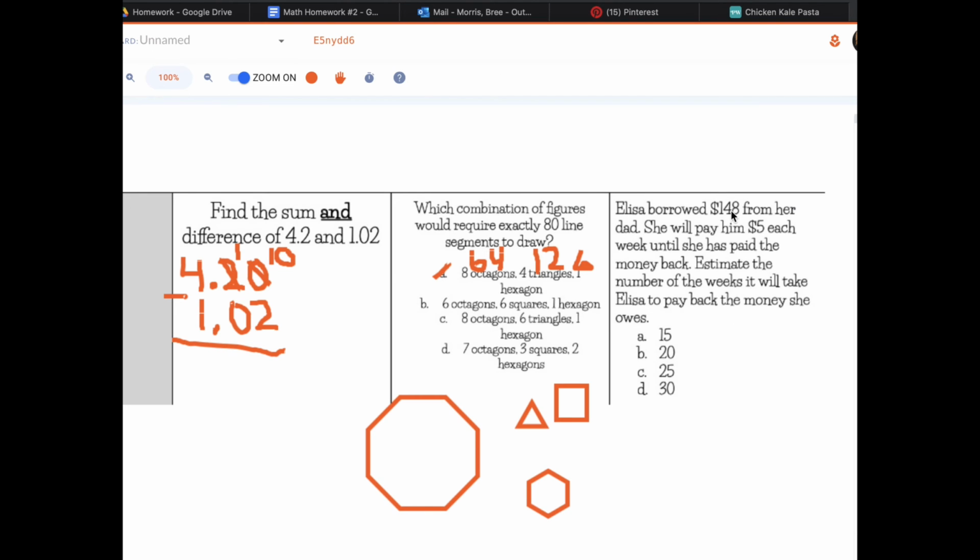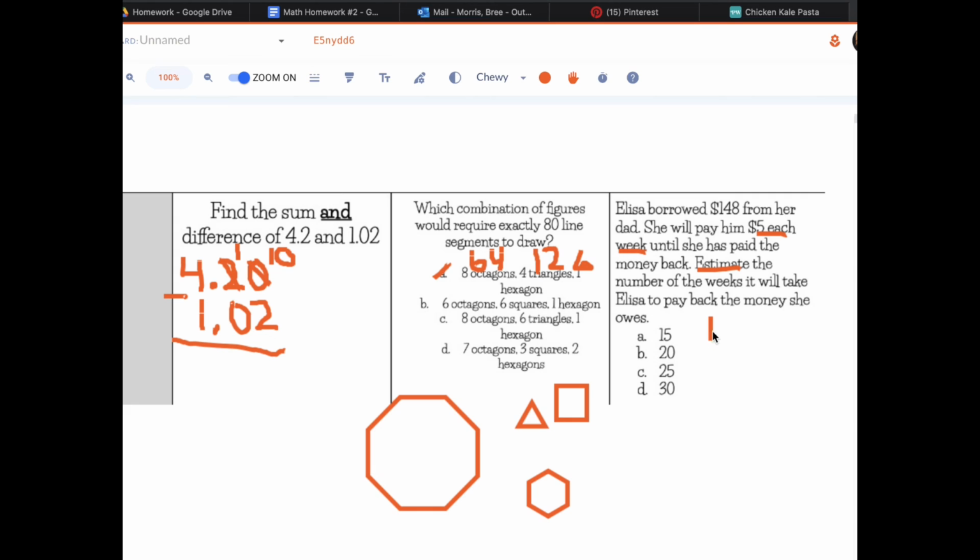So the next one, Elisa borrowed $148 from her dad. She will pay him back $5 each week until she has paid the money back. Estimate the number of weeks it will take Elisa to pay back the money. We've been working on estimation. We've been struggling with that.